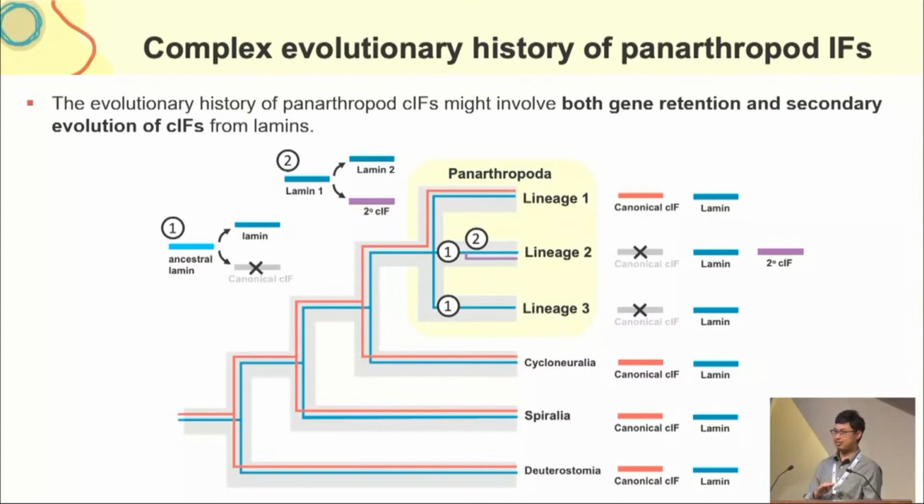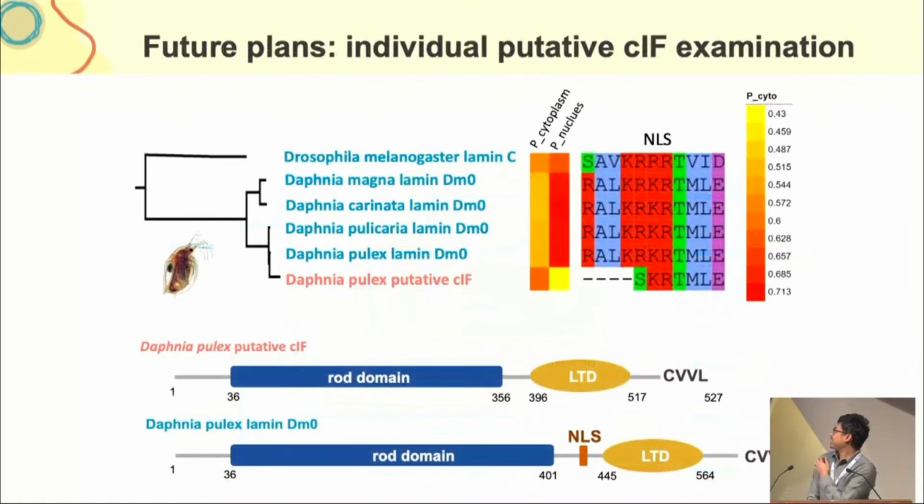Some of them might have the canonical cIF like the other bilaterians, while others might re-evolve their own version of cIF back again from lamin. And this is what we found. But unfortunately, there is still a lot of data that we are actively analyzing in our lab right now. This is just a part of the result that we could get before this conference, so I still cannot tell you the complete story. In the very near future, we also plan to examine our putative cIF in real animals as well.